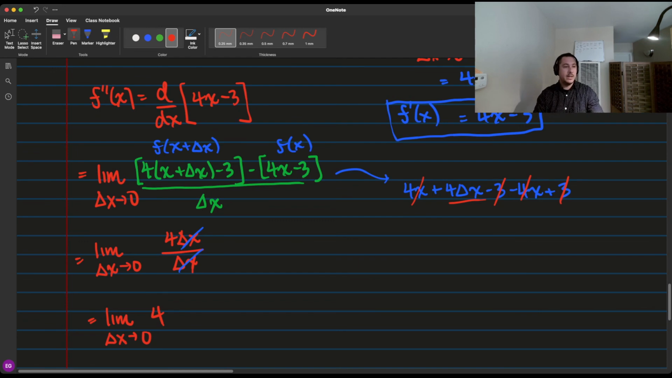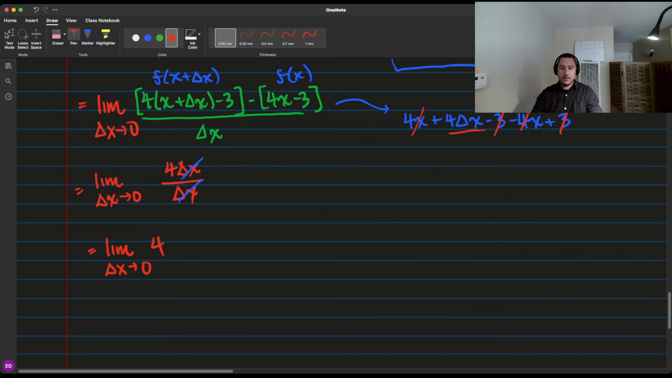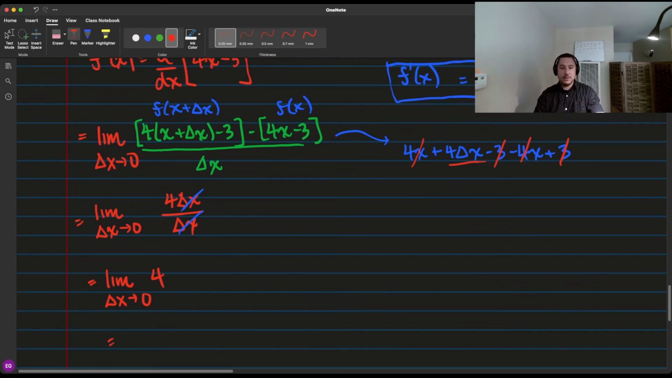And what is the limit of a constant? No, that's the derivative of a constant. What's the limit of a constant? The limit of 4 is 4. So this is your second derivative. Your second derivative of that function is the number 4.